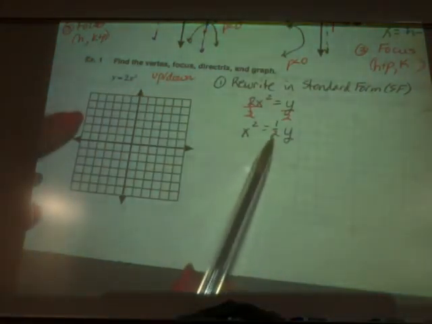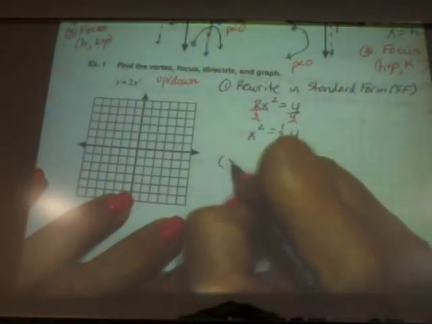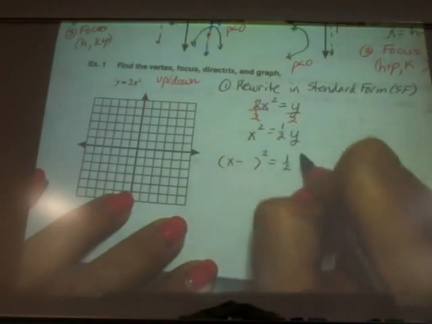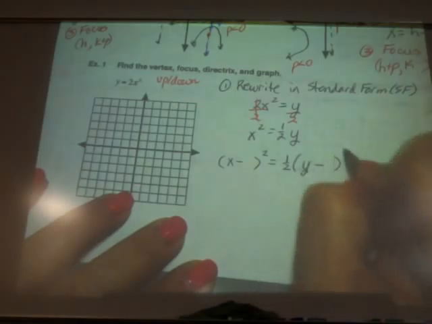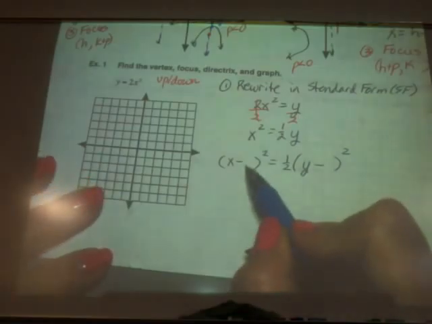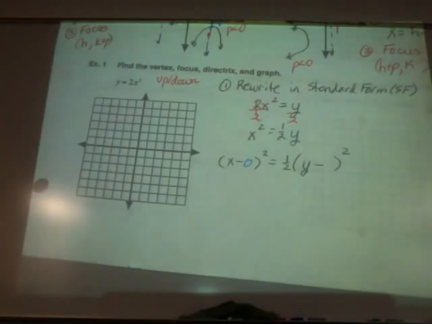And 1/2 is not p. So to put it into standard form, according to the formula up there, I've got x minus something squared equals 1/2 times y minus something squared. Can't I factor the 1/2 away from the y? Right? What's being subtracted from x to make it x squared? What number should really be here? If nothing is here, what number's here? Nothing. What number's nothing? Would you agree that x minus 0 squared is still going to give me x squared?